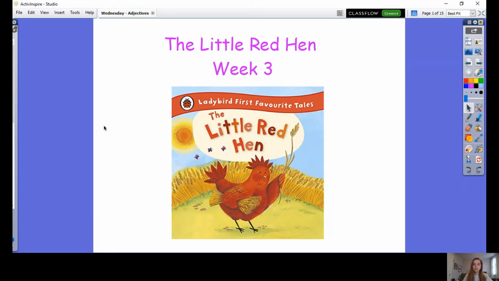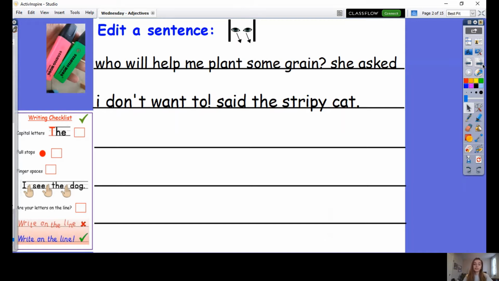Morning, Year 1. This is week 3 of The Little Red Hen. First, we have our do now. We are going to read the sentence together, and then you are going to edit the sentence. Let's read it with our big, loud, clear voices.